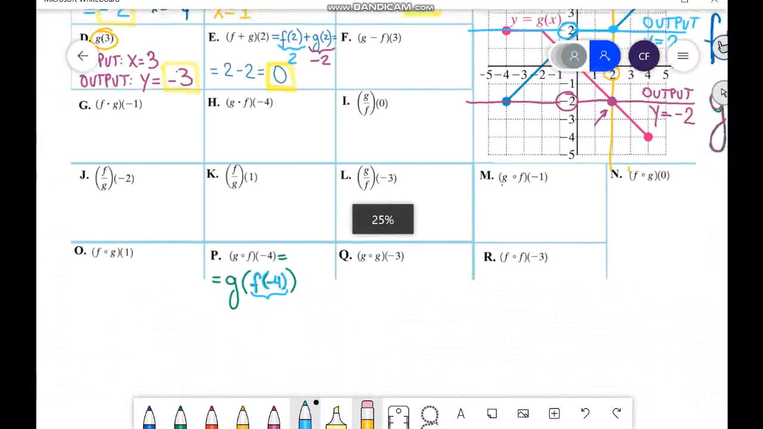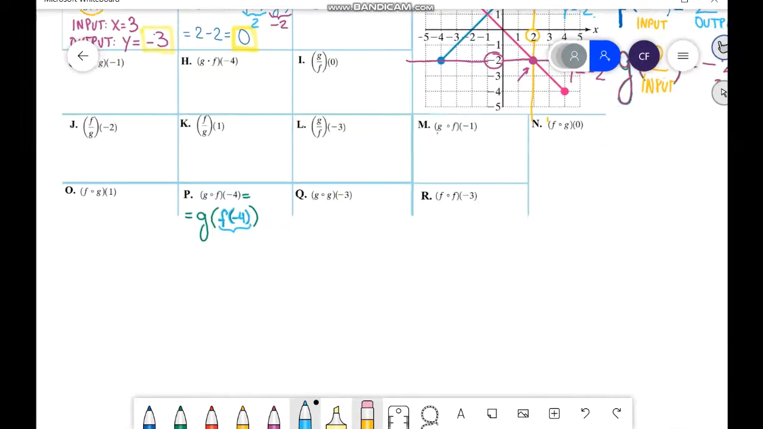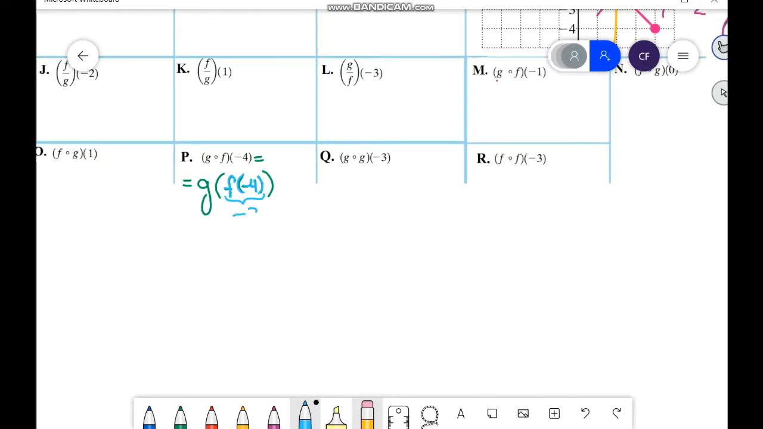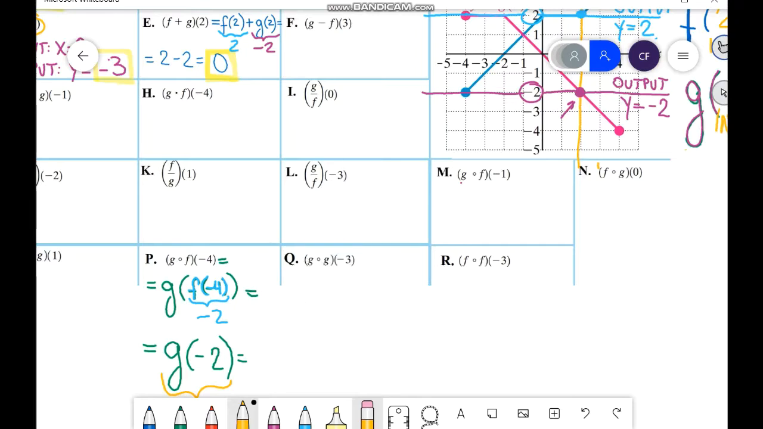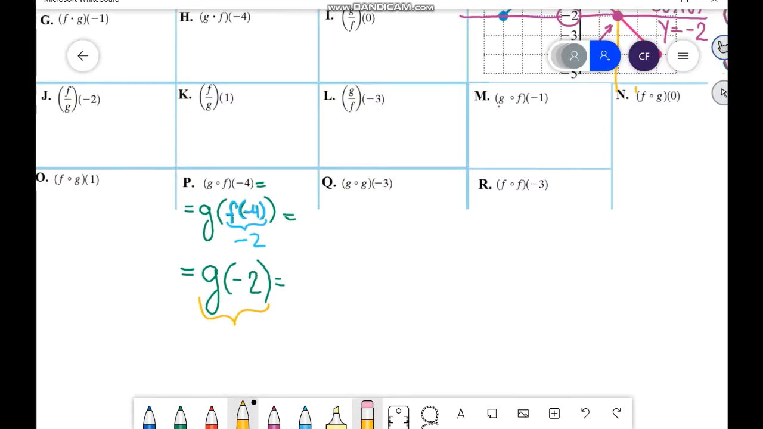f of -4, look at letter A. f of -4 is -2. So plug in right here, -2. So this is equal to g of -2. And we also know what g of -2 is. We calculated before. g of -2 is 2. You don't need to find it again. g of -2 is 2, so the answer is 2. The right answer here for letter F is 2.